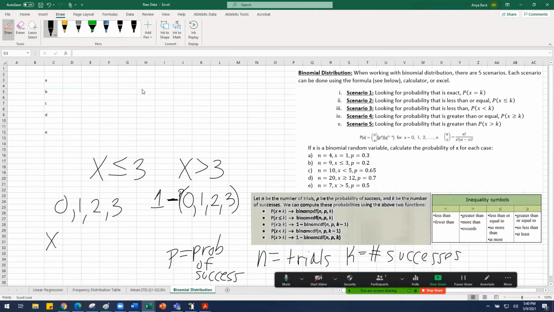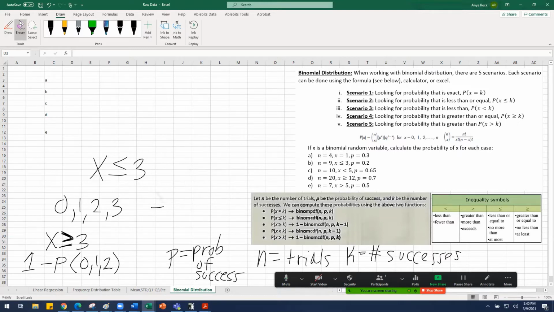Same thing with X greater than or equal to 3. We're going to do the complement. We're going to subtract everything that's less than 3. So in this case, we'll do 1 minus the probability of 0, 1, and 2. Since 3 was included here, it was greater than or equal. Then we're going to take everything less than that, which is 0, 1, and 2. Versus this greater than, you'd have to take that 3 out as well, because greater than 3 means you're starting at 4. So that's a little background. Hopefully that made sense.